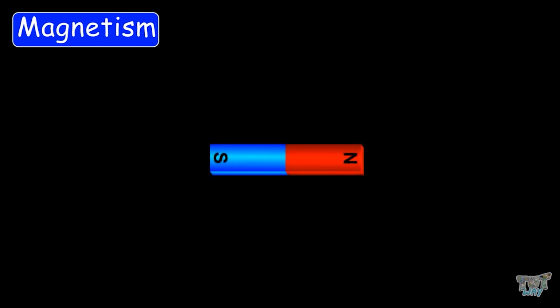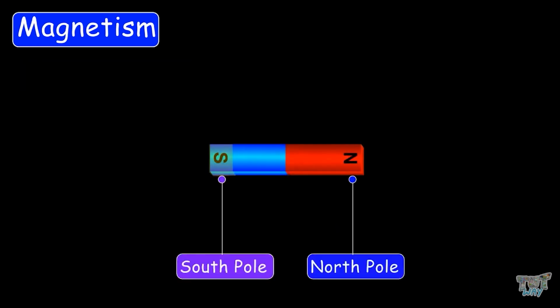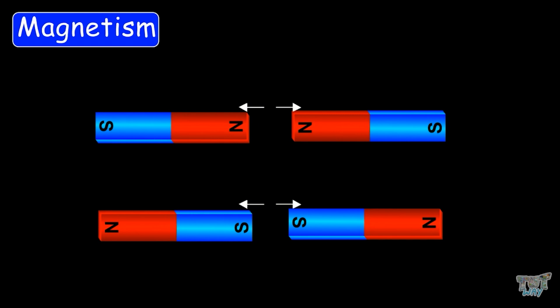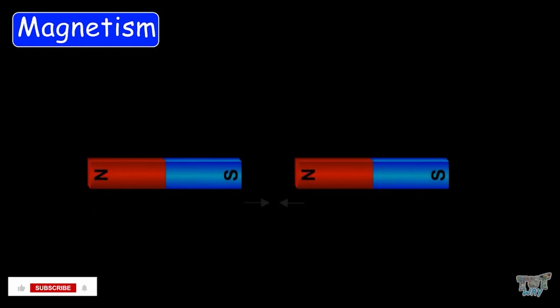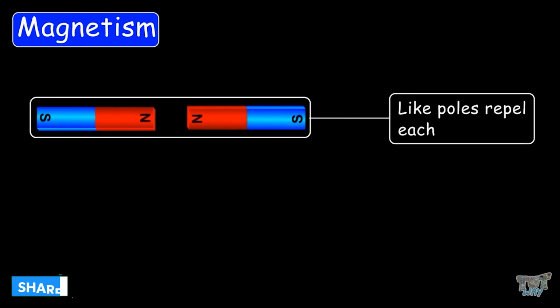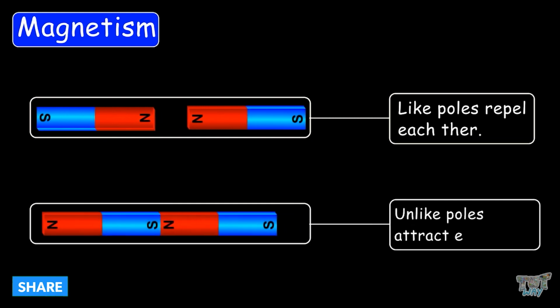Similarly, magnets have two poles, the North Pole and the South Pole. When we bring a North Pole near a North Pole, they repel each other. When we bring a South Pole near a South Pole, they also repel each other. And when we bring a North Pole near a South Pole, they attract each other. So like poles repel each other, and unlike poles attract each other.